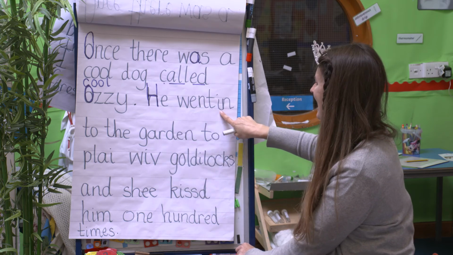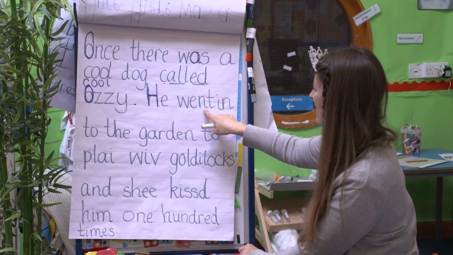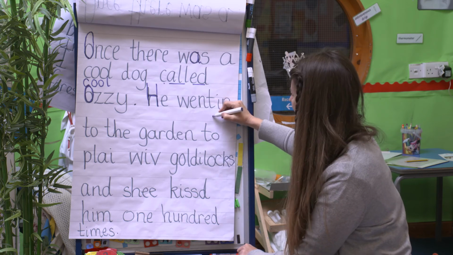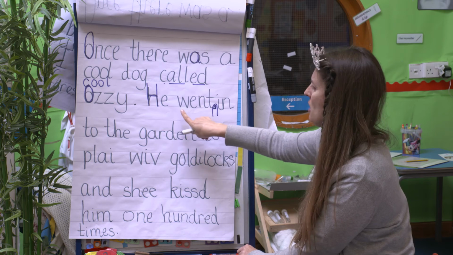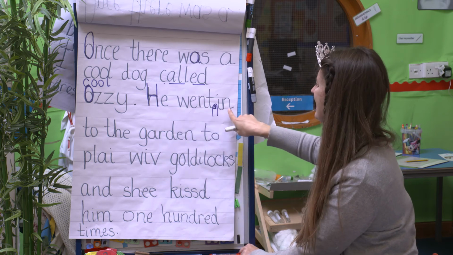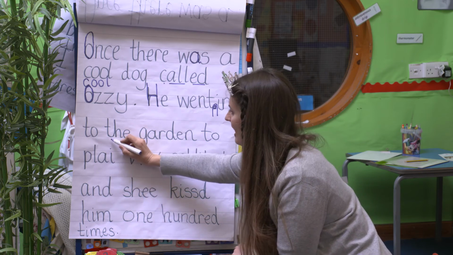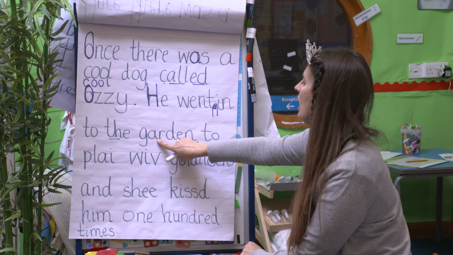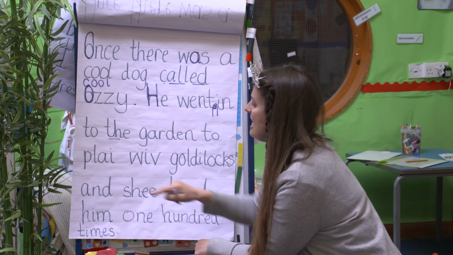Went in. Oh, has he left a big enough finger space in between went and in? Because it looks like went in, doesn't it? I think he needs a bigger finger space here. Should we help him? Should we draw one in? So now we know it should be there. He went into the... Good join, Ozzy. Well done. Look at that lovely join. To the garden. He went into the garden to play.